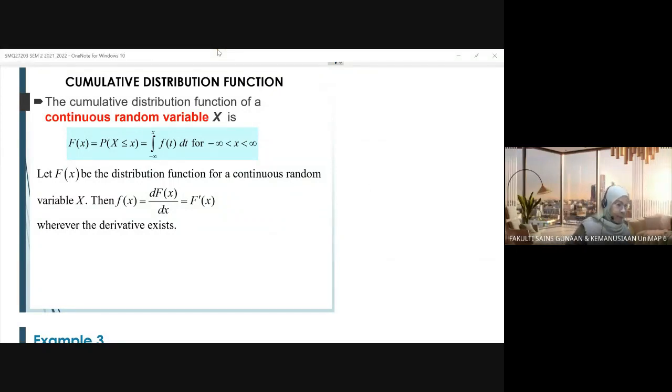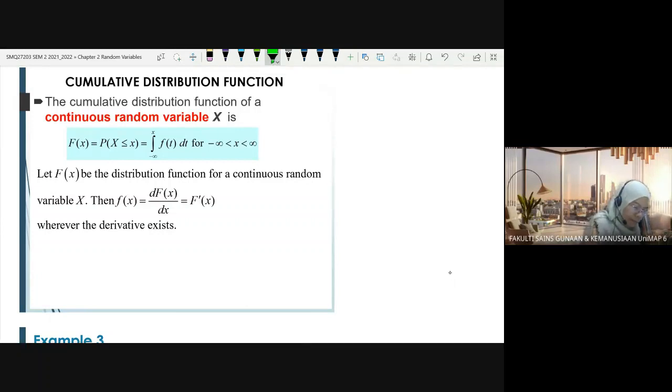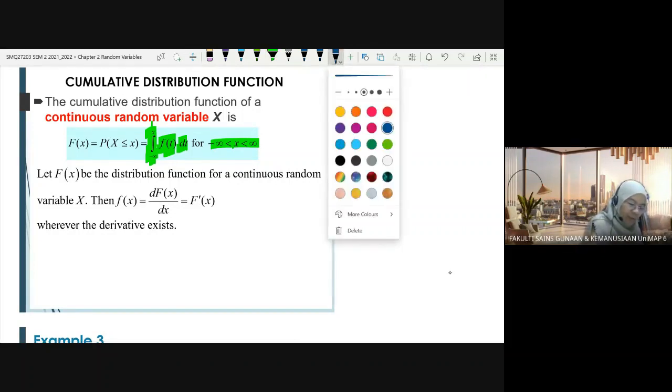Now this is almost similar to what we have in our discrete random variable. The difference is that we have this integration part. We are still talking about the function of t, and in this case we integrate with respect to t, where x takes any value from negative infinity to positive infinity. So that will be the cumulative distribution function for continuous random variable.